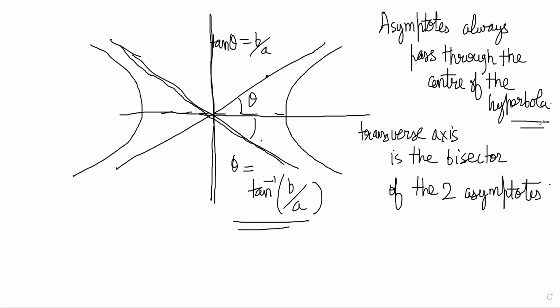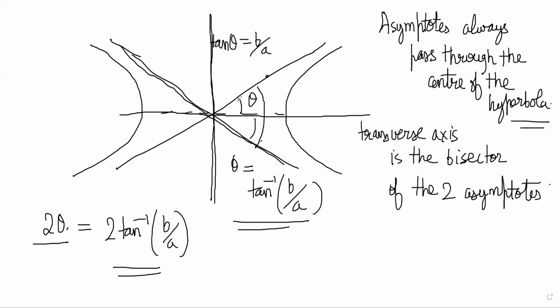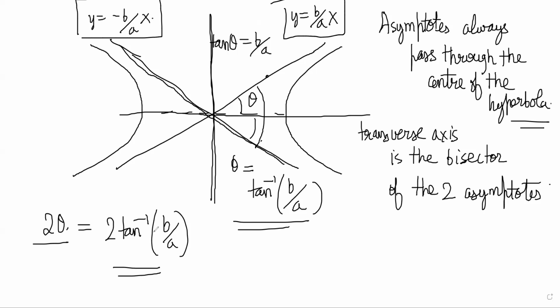So next thing that we will look at, okay, one last thing I can tell you here, the angle between the two asymptotes is 2 theta. This is the angle between the two asymptotes, and that is 2 times tan inverse b by a. That is obvious because we know the equations of the asymptotes are y is equal to b by a x and y is equal to minus b by a x. You can check the angle between these two lines, and it is always going to be 2 theta, which is 2 times the tan inverse of b by a, right?